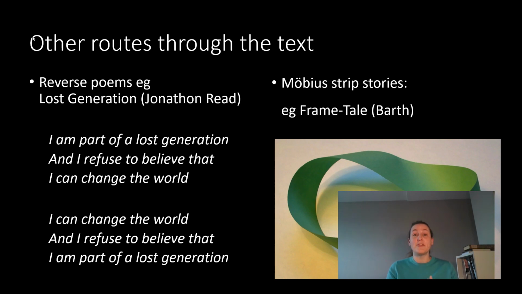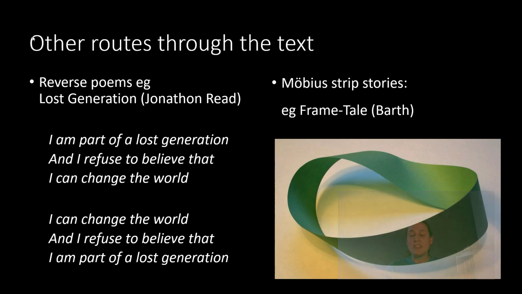So the first three lines of this Lost Generation poem begin, I am part of a lost generation and I refuse to believe that I can change the world. And then some other stuff. But when you read it backwards, those become the final three lines and they read, I can change the world and I refuse to believe that I am part of a lost generation. So, uplifting message. Another potential route through a story is the Mobius strip stories.